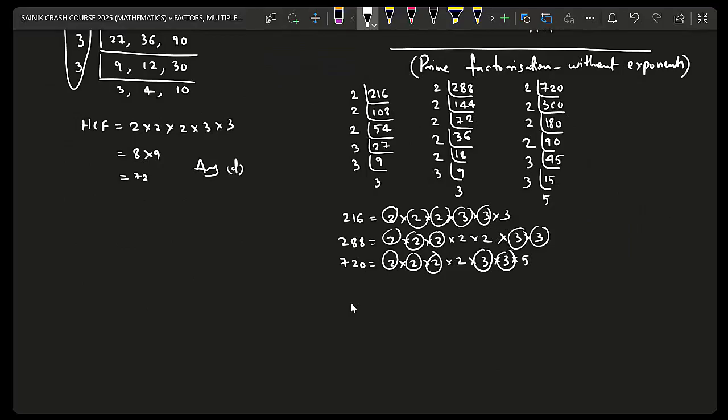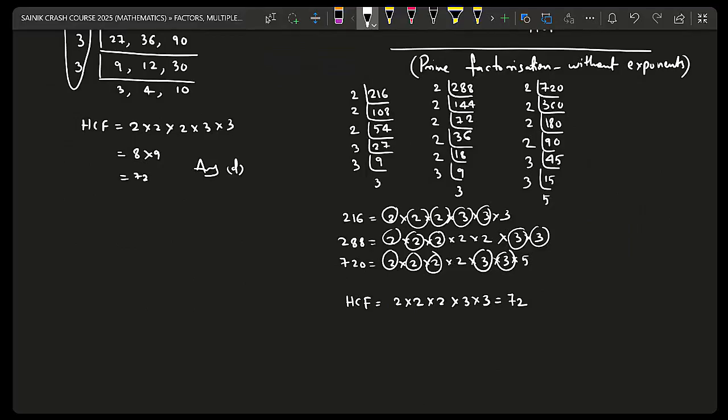Sir, that's it. So what is the HCF? Multiply only the common factors. 2 into 2, 2 into 2, into 3 into... What is the answer? Sir, 72. Yes, we got the same answer again. Yes, sir. Very good, Rishikesh.